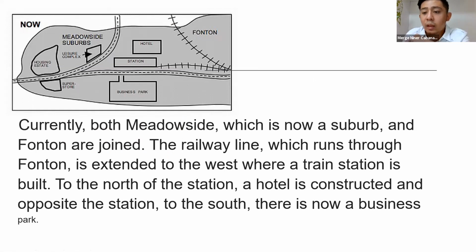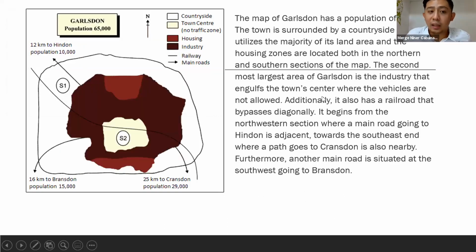Okay, since no one is asking questions, I will be discussing the body of our Garlsden right here. So take a look. The map of Garlsden has a population of 65,000. That is the beginning of my discussion here. The town is surrounded by a countryside. So here is the Garlsden. Here is your countryside. Am I correct when I use the word surrounded?